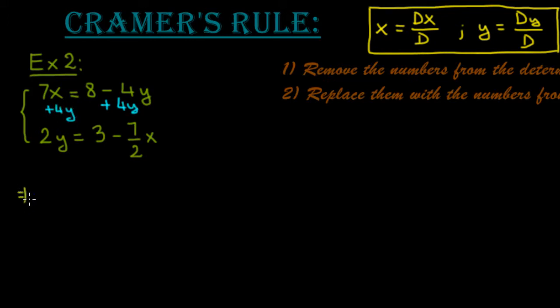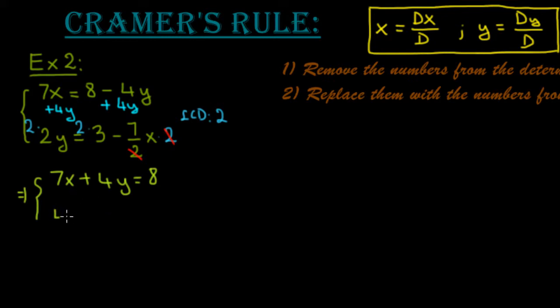That will give me 7x plus 4y equals 8. Okay. The second equation, we have 2y equals 3 minus 7 halves x. Right now we have a fraction, so my first priority is to get rid of the fraction. The LCD of this one is 2 because we have one denominator with a 2. So we multiply every single term by 2. The goal is to cancel out the bottom. This 2 and this 2 will cancel out.